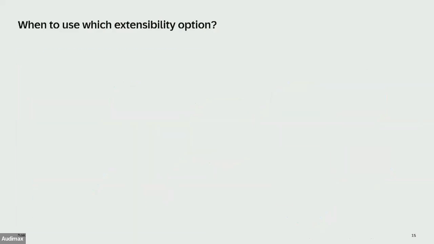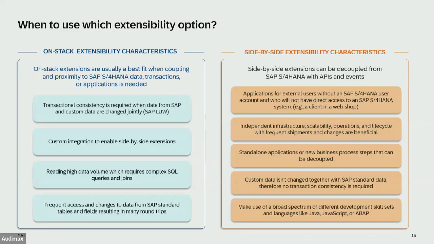Good. Now, when to use which extensibility option, on-stack or side-by-side? Here, I want to give you some examples. On-stack means tightly coupled. What means tightly coupled? That could mean I'm tightly coupled to a Fiori app of SAP. I'm tightly coupled to SAP data. I'm tightly coupled to an SAP process.